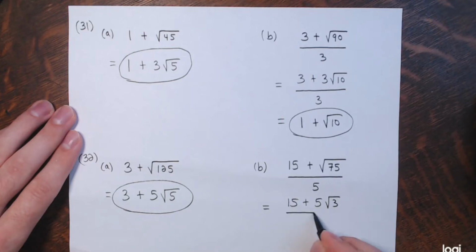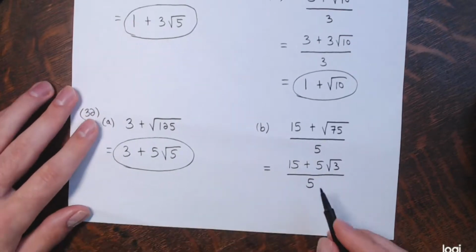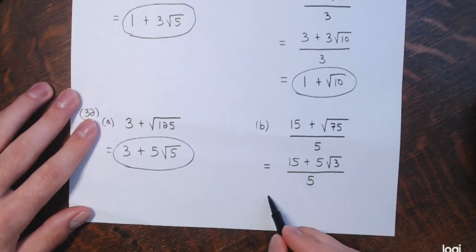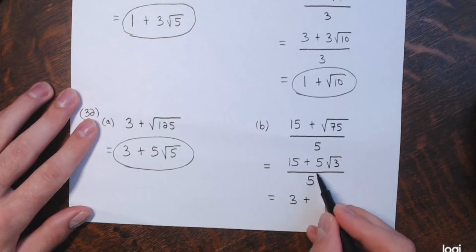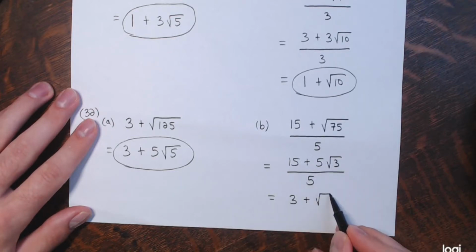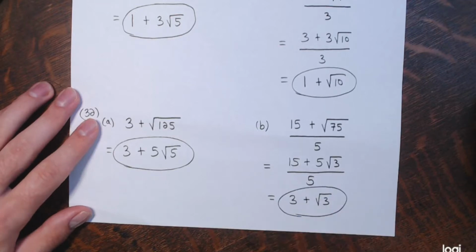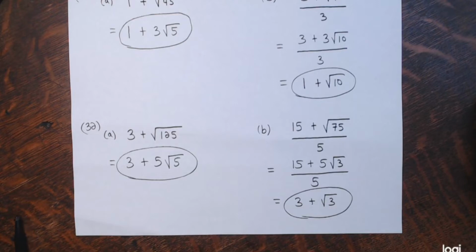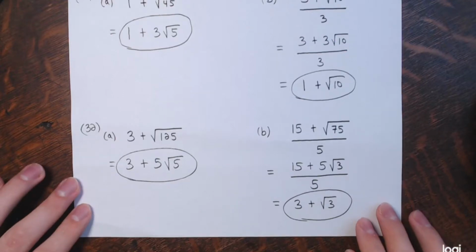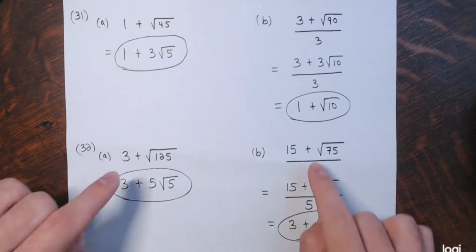And then we're dividing each of these terms in the numerator by 5. Now you could factor a 5 out and cancel it, or just divide each term by 5. 15 divided by 5 is 3, plus, and then 5 root 3 divided by 5. The 5's would cancel, you'd be left with the square root of 3. And there you go. You're left with 3 plus the square root of 3 at the end. And again, don't add these together. These don't go together. One's a radical, one's not. They don't get added. And once again, I leave it to you to check these on your calculators.